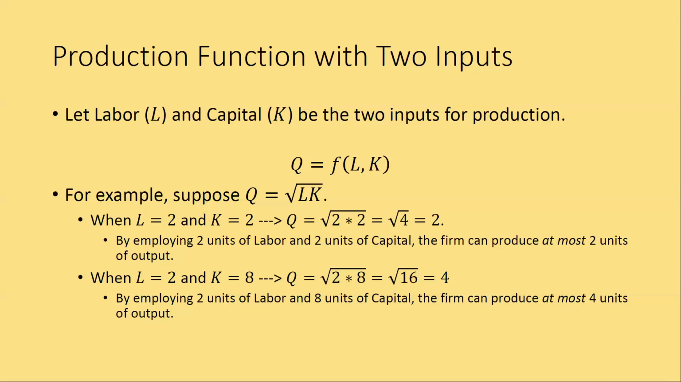And for all different combinations of L and K that we substitute into our production function, we can calculate the value of Q, that is the maximum units of output the firm can produce with this production function by employing the given combination of labor and capital.